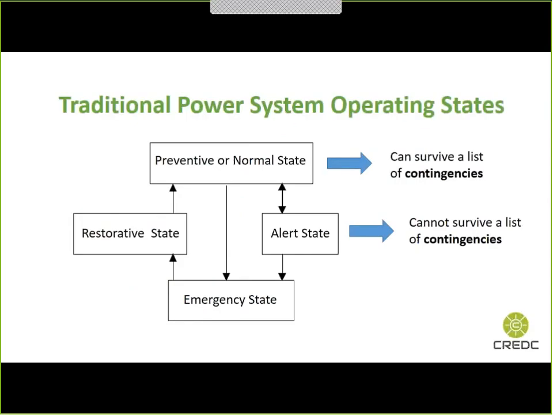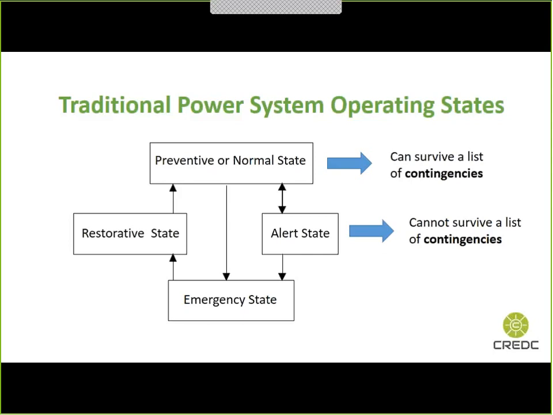There's a traditional power system operating state concept, and the top of it says preventive or normal state. That's when the lights are on and everything's fine. It could survive also a list of contingencies. If you simulate loss of a generator, loss of a line, loss of a load, the system is still okay. That's what makes it the normal state. If you could not survive a contingency, one of those accidents, then you go into the alert state. And so there actually is a different state in the control center, and you're on alert. And you have a certain amount of time to fix that.